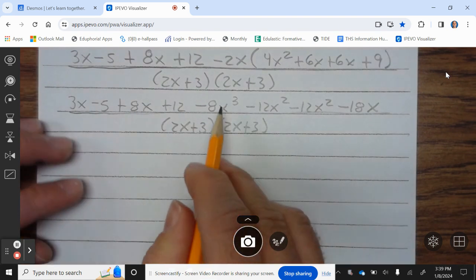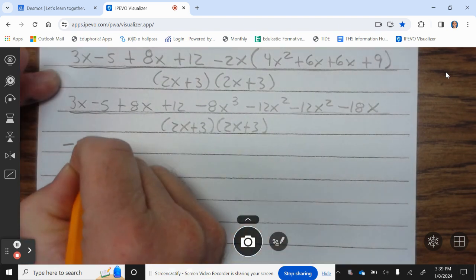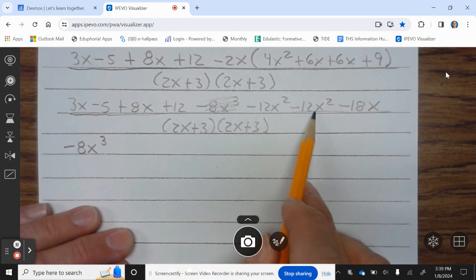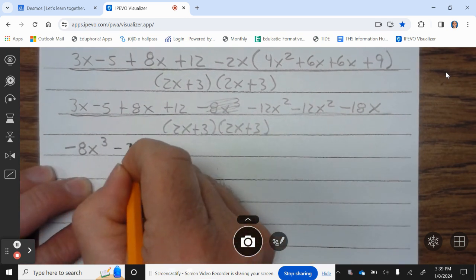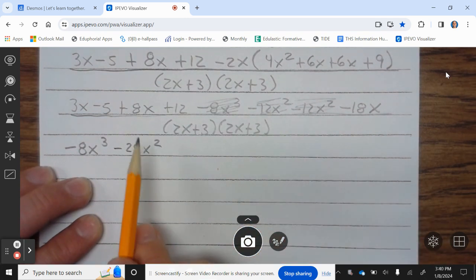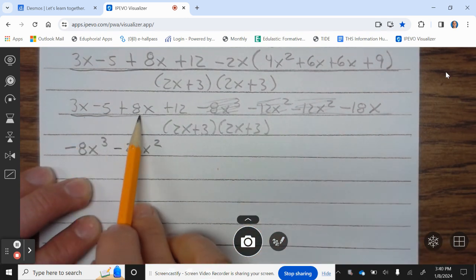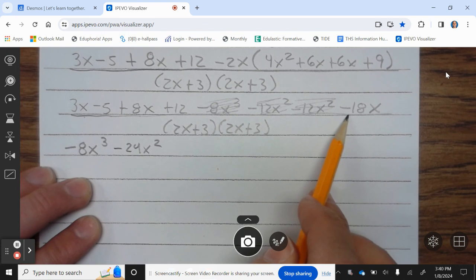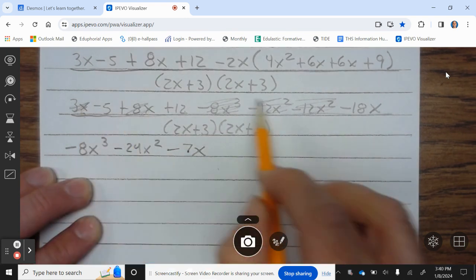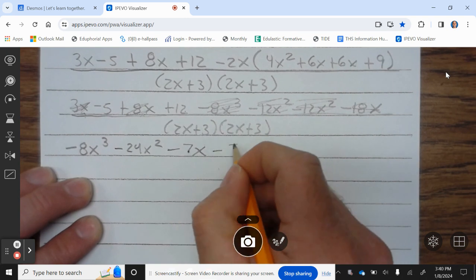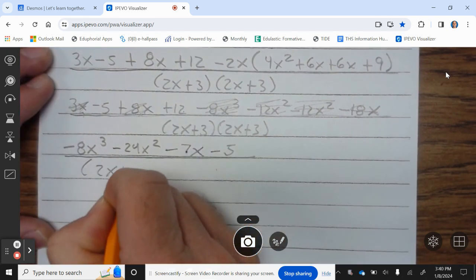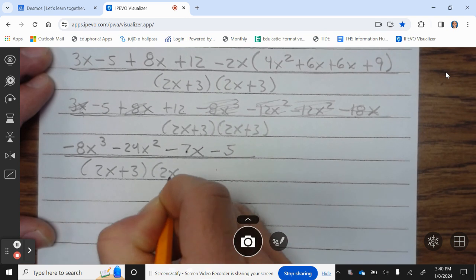So then let's combine terms. We have minus 8x cubed, so we're done with that. Negative 12x squared and negative 12x squared is minus 24x squared, and we're done with that. 3x plus 8x is 11x, minus 18x is minus 7x, and then minus 5, divided by 2x plus 3 times 2x plus 3.